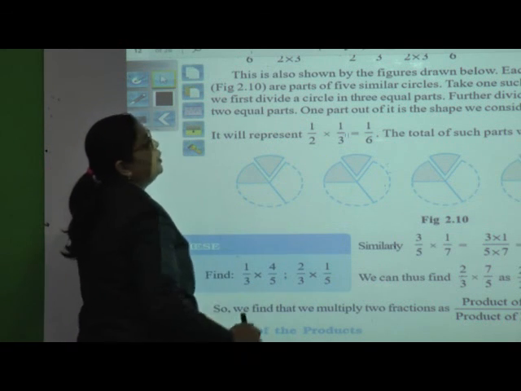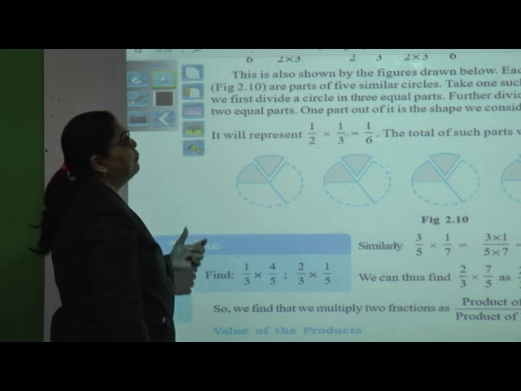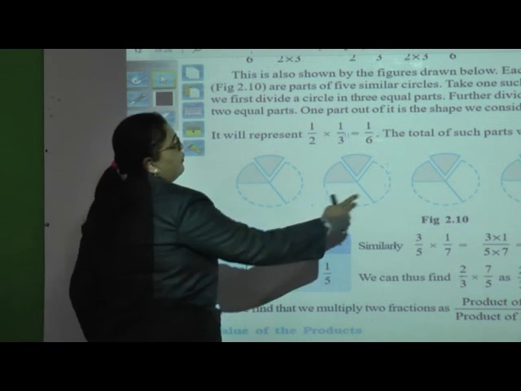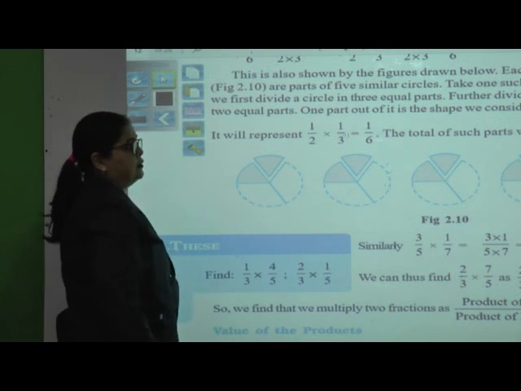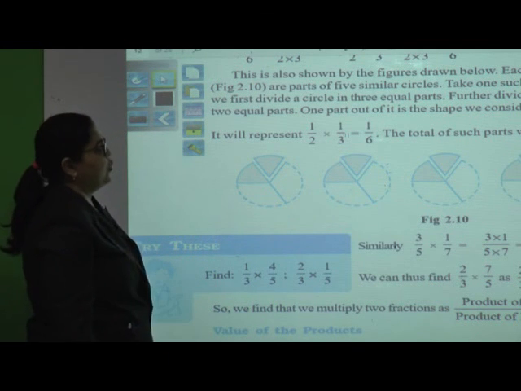The total of such parts would be 5 multiplied by 1 upon 6. Why have we written 5? Because we have 5 figures here. So 5 multiplied by 1 upon 6 is equal to 5 upon 6.